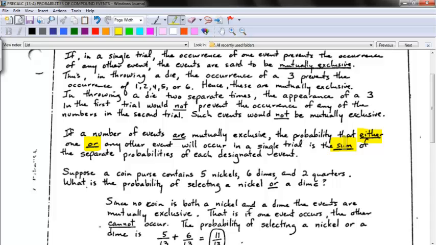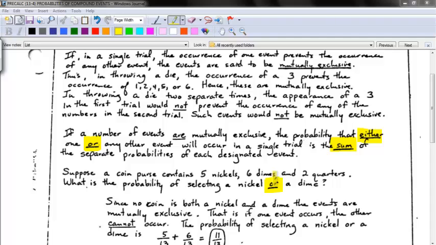Suppose a coin purse contains 5 nickels, 6 dimes, and 2 quarters. What's the probability of selecting a nickel? Now, when you read these problems, the keyword is "or," so highlight that. What's the probability of selecting a nickel or a dime? They cannot be both at the same time. It's either one or the other. It's either a nickel or a dime.